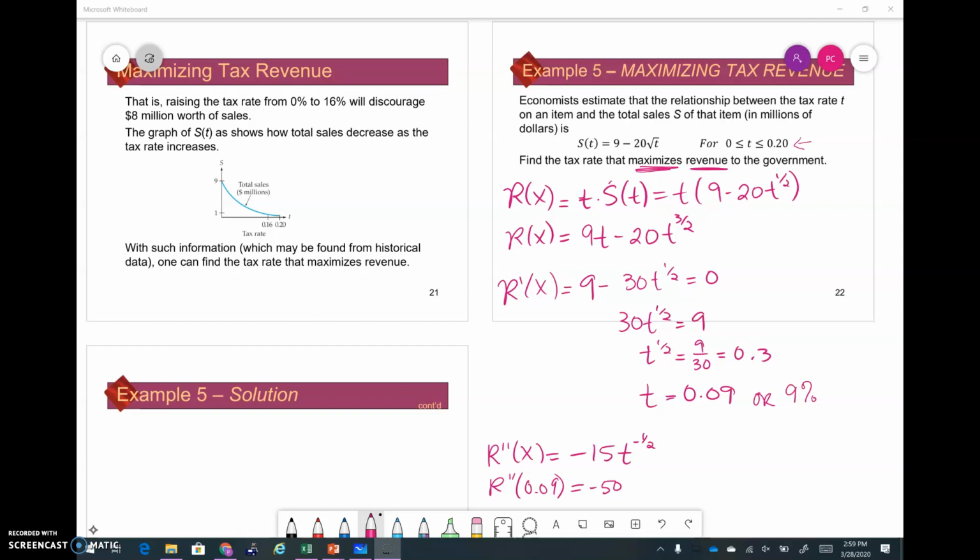We prove that this maximizes the revenue by finding the double prime, or that second derivative, and we get R double prime of 0.09 is equal to -50, which is less than 0. So this proves that the tax rate that will maximize the revenue to the government is 9%. All right, that's the end of section 3.4.